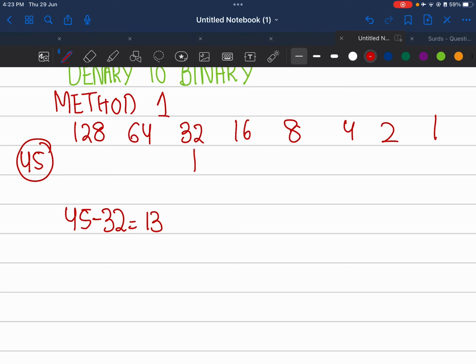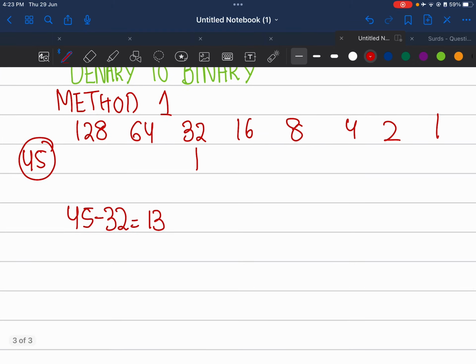Okay, then you want to figure out what is the next number that comes less than 13. Now clearly that's 8 here, so 13 minus 8, which gives you 5. Now the next number you have is 5, so you have 4 here. So 5 minus 4 is going to give you 1.